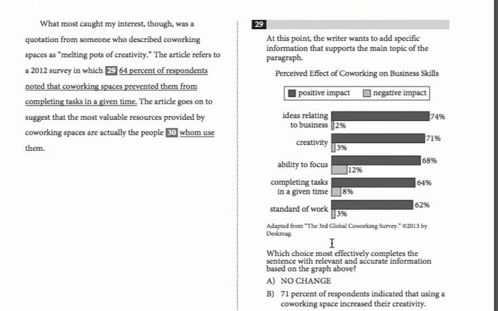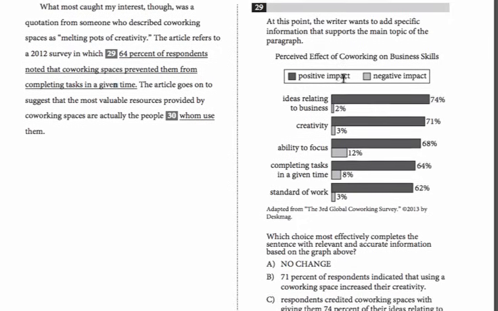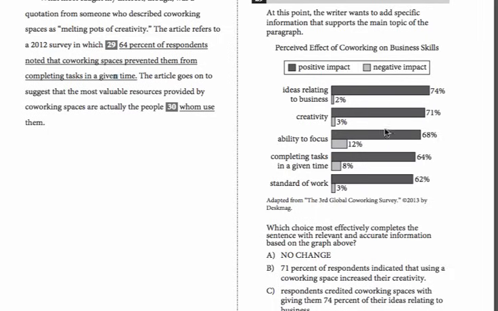All right, 29. What most caught my interest, though, was a quotation from somebody who described co-working spaces as melting pots of creativity. The article refers to a 2012 survey in which, and here's where it gets underlined, 64% of respondents know that co-working spaces prevented them from completing tasks in a given time. At this point, the writer wants to add specific information that supports the main topic of the paragraph. Which choice most effectively completes the sentence with relevant and accurate information based on the graph above?